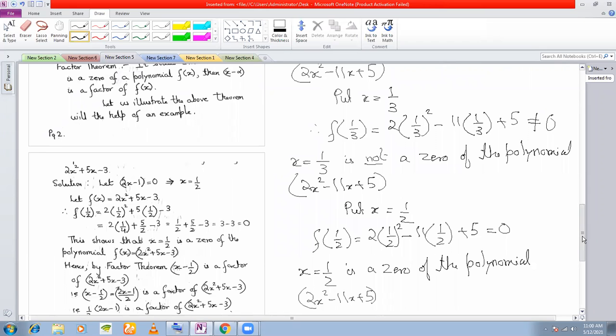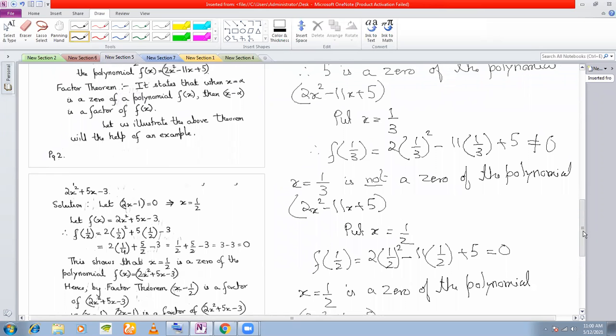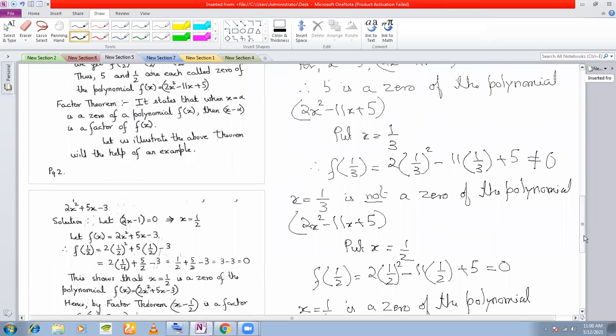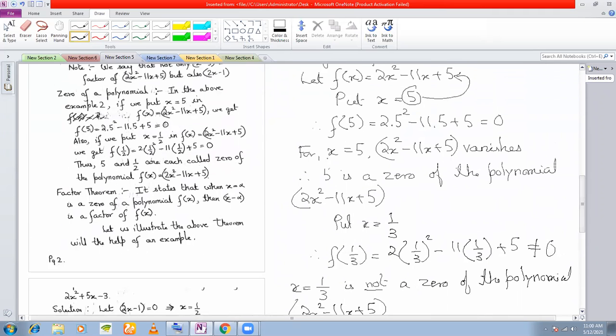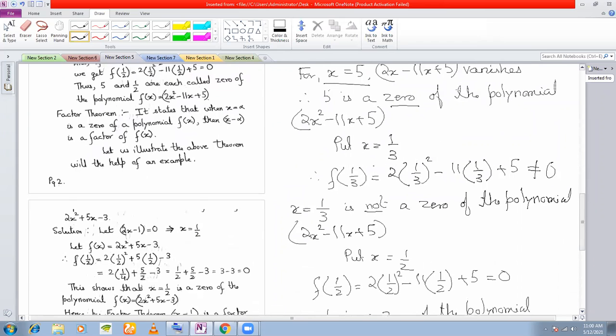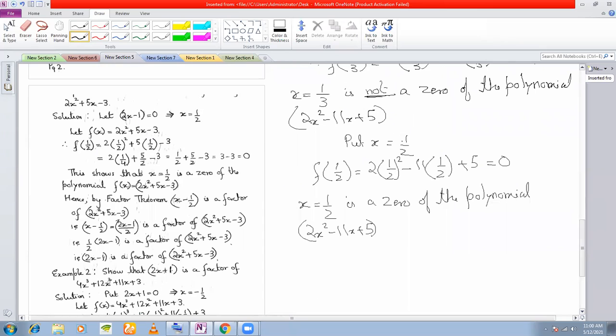I'm just taking random values. First I put x is equal to 5, I got a 0, so I said this is a zero of the polynomial. Then I took another value, say x is equal to 1/3. I could have taken 1/5 also. Since I was not getting 0, I said it is not a zero of the polynomial. Then randomly I took another value, say x is equal to half, and I got a 0. So I said this is a zero of the polynomial.